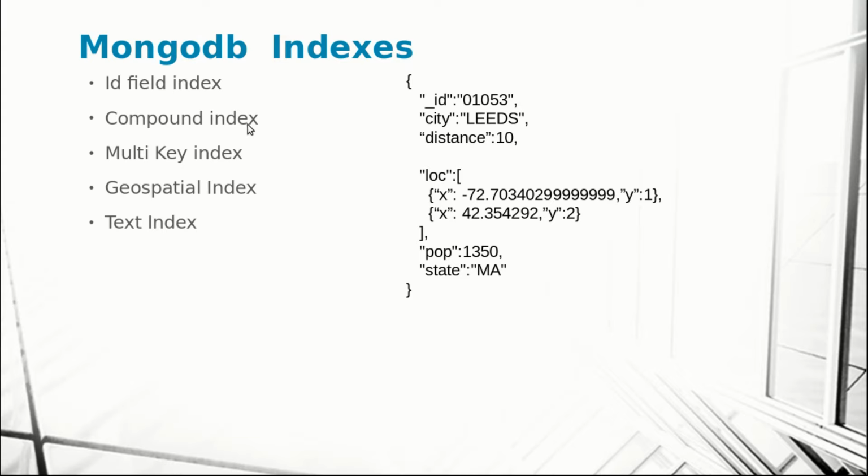Then you have the compound index. If you want to create an index on city and distance, you can create an index in MongoDB by pairing these two properties, city and distance. It also supports multi-key indexes, which means you can index all the elements in an array. Let's say location is an array; you can index elements in a list with multi-key indexes.